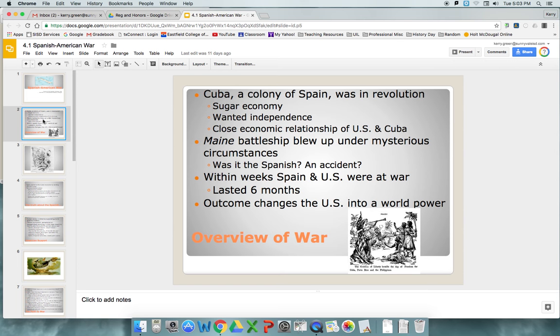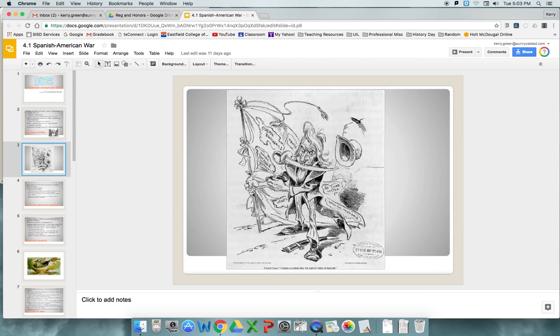So we're going to see that the main battleship will blow up under mysterious circumstances. It's really not so mysterious. They store the ammunition too close to the boiler, and that's what causes it to explode. But we don't figure that out until the 1970s. And so these circumstances will work together, and you'll get this momentum for war that will happen very quickly in 1898. It's a very short war, though, only lasts 6 months, and this will result in the U.S. being a world power.